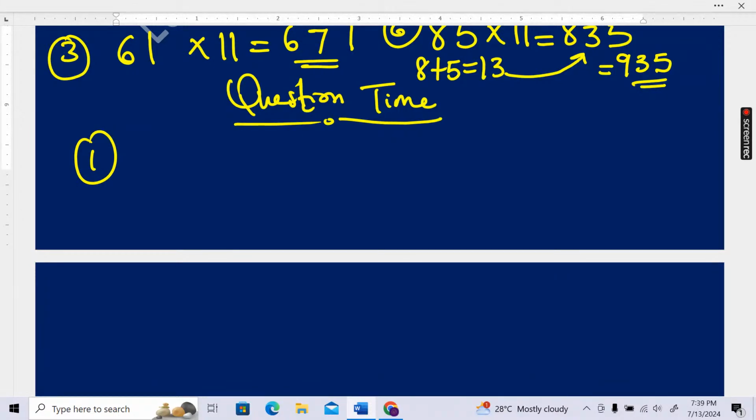Now, this question will give you 3 stars, and it depends on how fast you are. So, I believe you're going to be fast. What is 92 times 11? Type your answer in the comment section. Don't forget that I'll be giving out 3 stars.